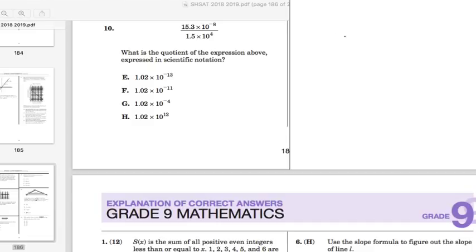I get 15.3 times 10 to the minus 8, over 1.5 times 10 to the 4.